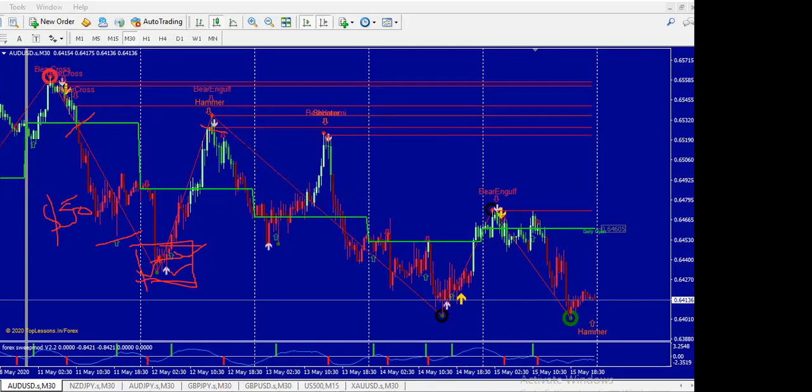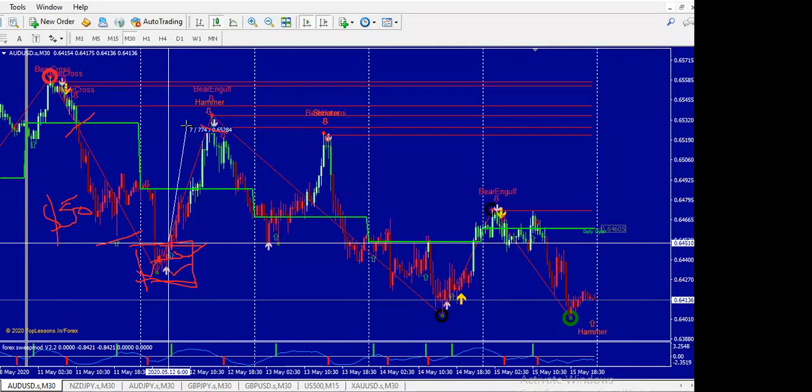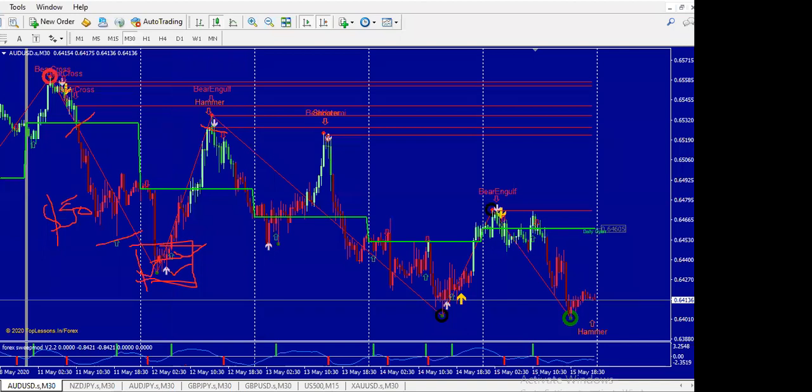So if we put a measurement there, you will see, do we have 50? Yes, we have more than 50. This is 70, about 74 to 77 pips. So let's just put 50 pips from that move.